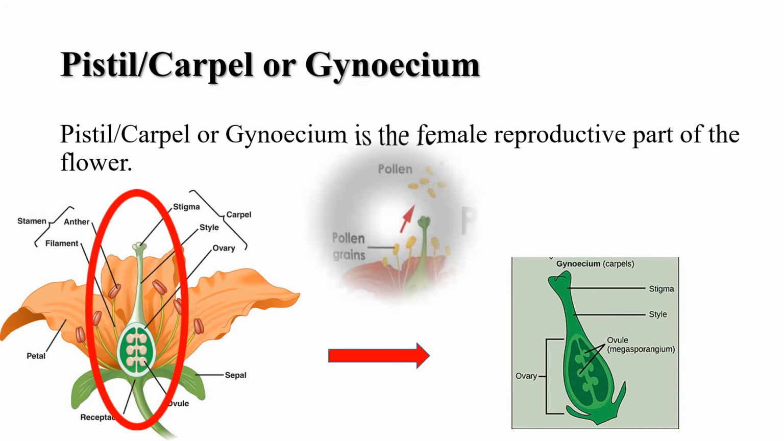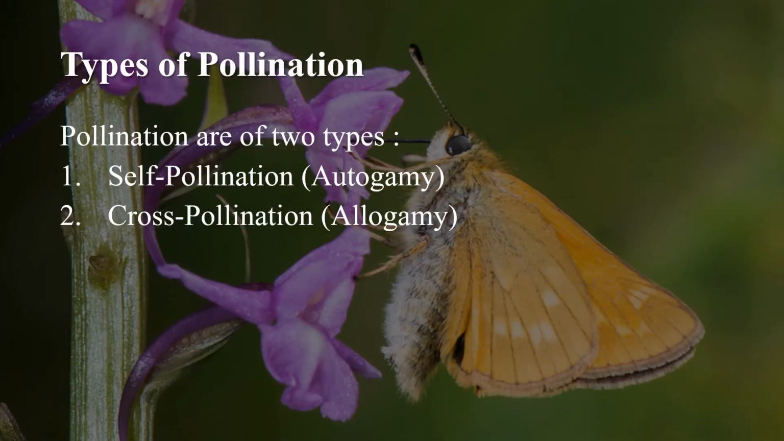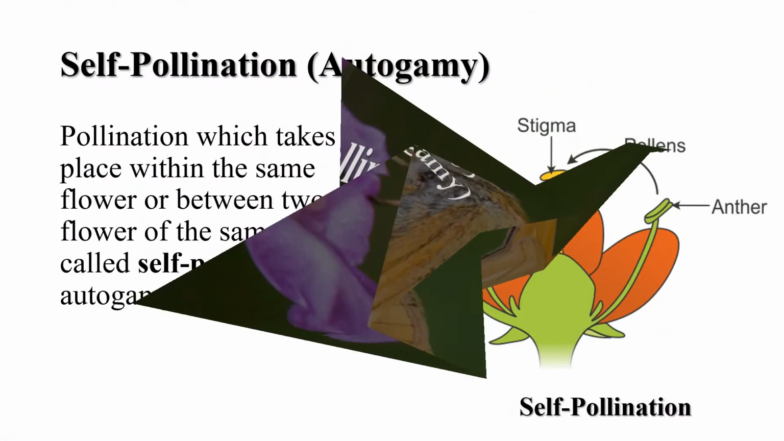So students, let us know about the pollination process. The transfer of pollen grains from anther to stigma by air, water, insects, etc. is called pollination. Students, in nature, the pollination process takes place in two different ways. First is self-pollination, which is also called autogamy, and second is cross-pollination, which is also known as allogamy. Now let us know about them in detail.